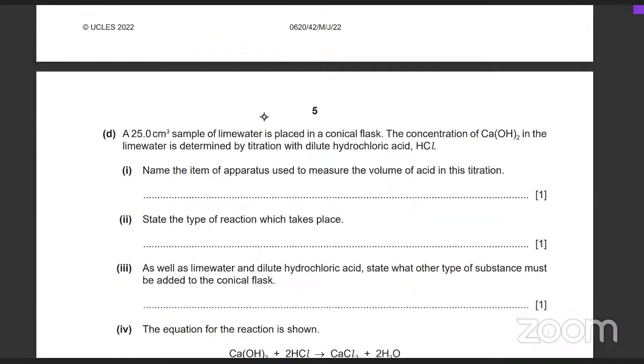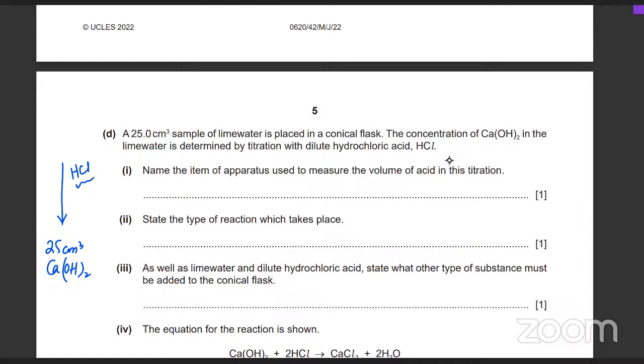A 25 cm³ sample of lime water is placed in a conical flask. The concentration of calcium hydroxide in the lime water is determined by titration with HCl. So a 25 cm³ sample is present in a flask, and from above he's titrating it with HCl. So he's reacting it with HCl. Name the item of apparatus used to measure the volume of acid in this titration.